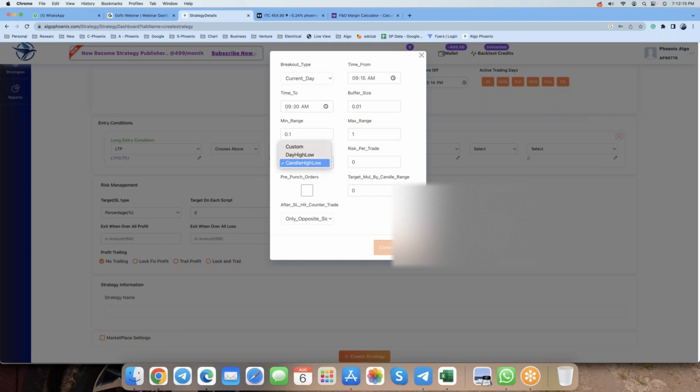And for my stop loss type, I have custom stop loss, day's high low, or candle high and low.